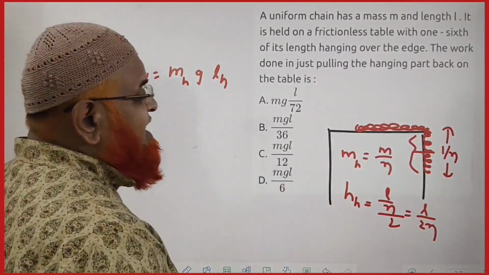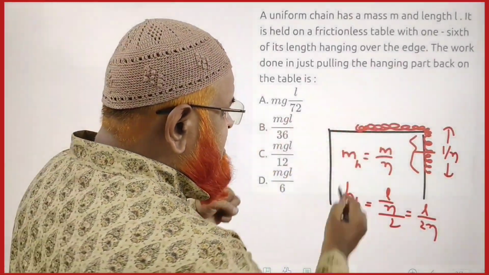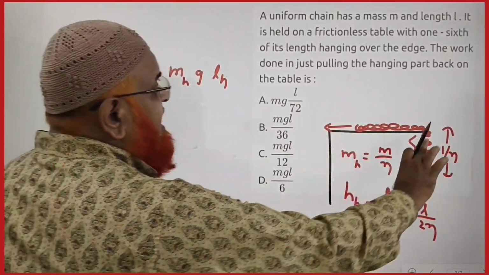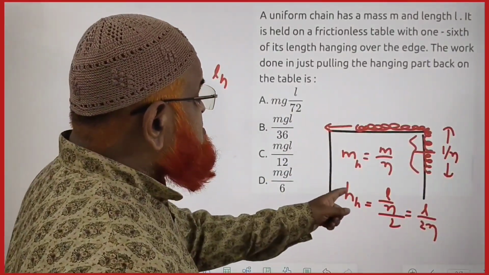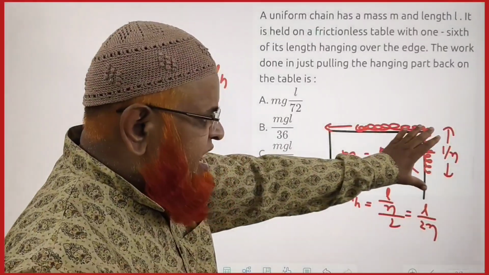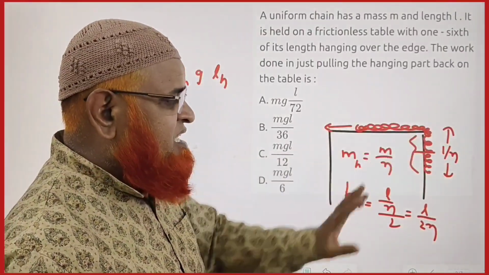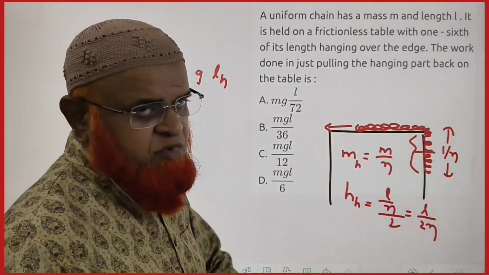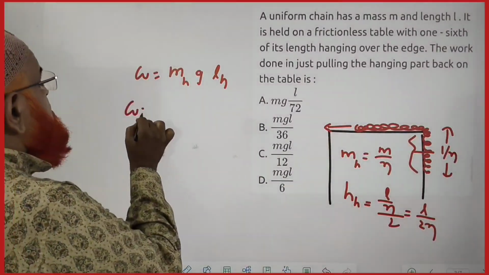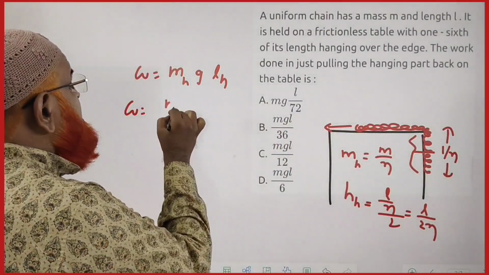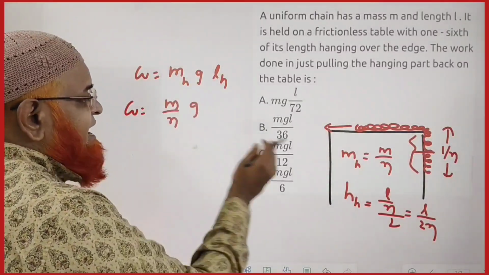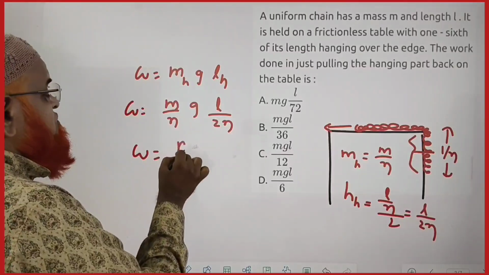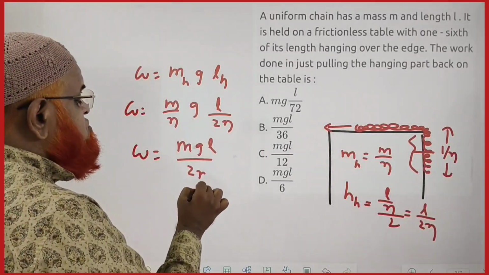तो अभी जो हमारा नया जो work done to pull the chain completely on the table, is mass of the hanging chain m by n and g into height of the hanging chain. So the height of the hanging chain when you are taking a center of mass, मतलब जो hanging chain है उसका आधा part हम लेंगे because it is a uniformly distributed body. तो हम क्या करेंगे यहाँ पर W is equal to mass of the hanging chain m by n, g, height of the hanging chain l by 2n. So your shortcut formula is mg l by 2n square.